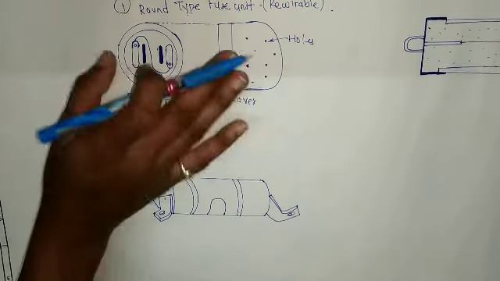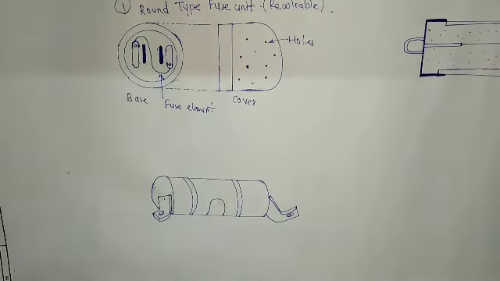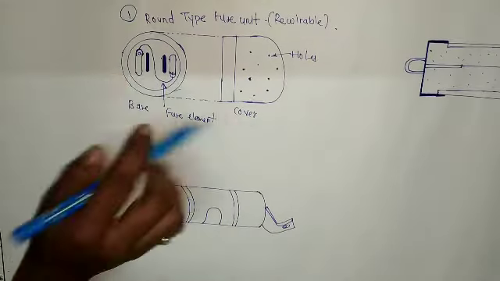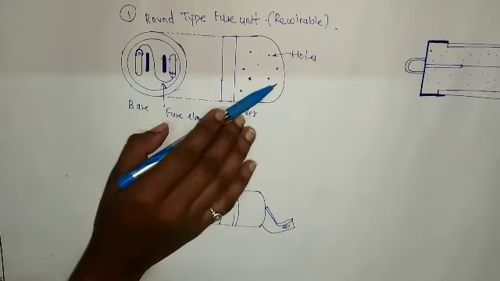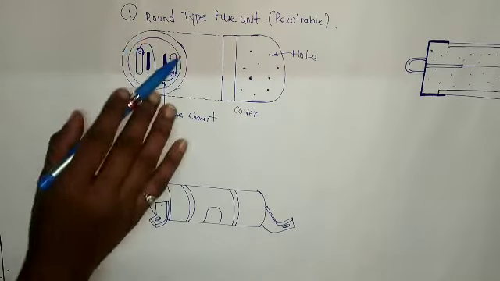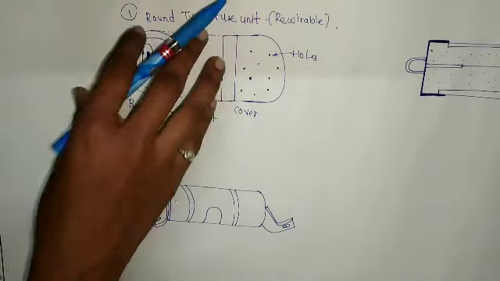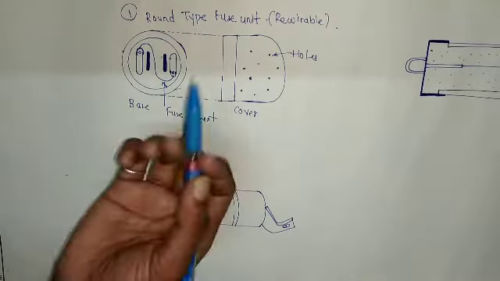So this is about the round type of fuse unit. I will explain it once again. This is the base part, this is the cover, right? This base part is fitted on the wooden board with the screws.